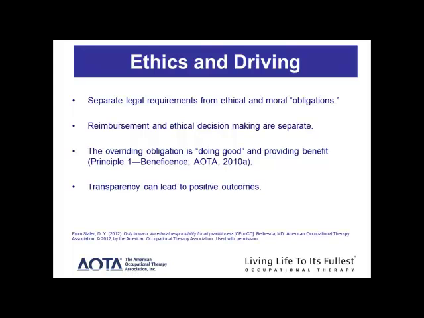The answer is no. Remember, Principle 1, beneficence, is central to ethical conduct. It says, quote, "Occupational therapy personnel shall demonstrate a concern for the well-being and safety of the recipients of their services," unquote. The corollary to Principle 1 is Principle 2, which mandates that we protect clients from harm and, by extension, protect the public as well.